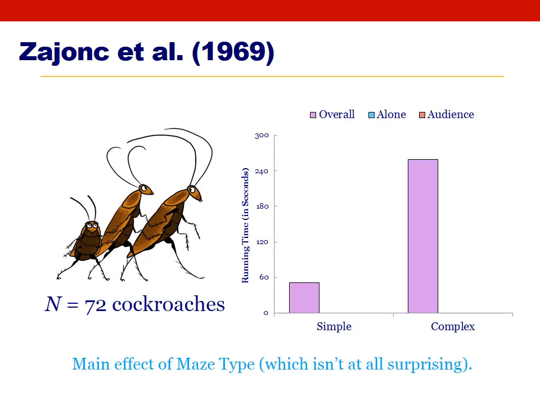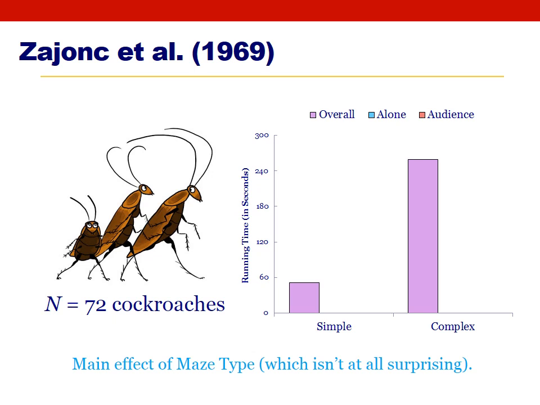The first thing that the researchers found, as one would expect, was a main effect of maze type. So when he collapsed those four groups down into two and looked at the marginal means for roaches that ran the simple maze versus roaches that ran the complex maze, what he found, not surprisingly, was that roaches took longer to get out of the complex maze.